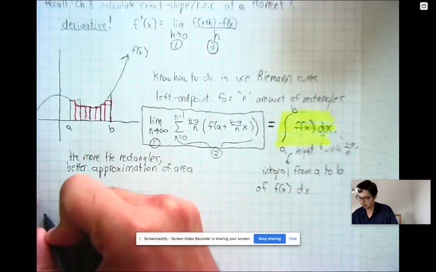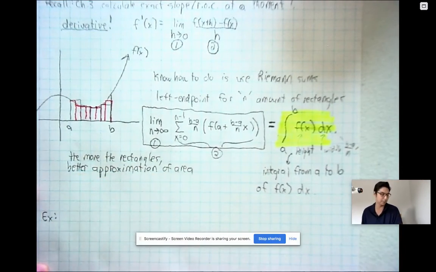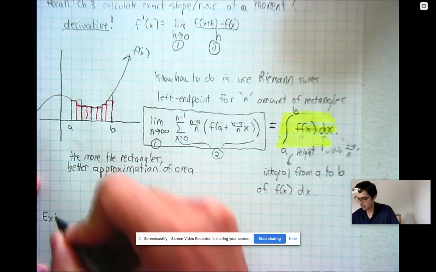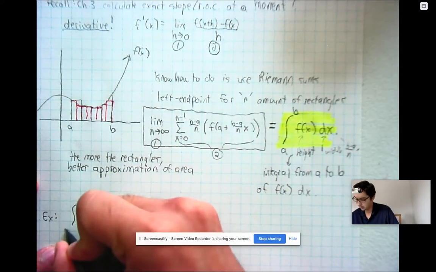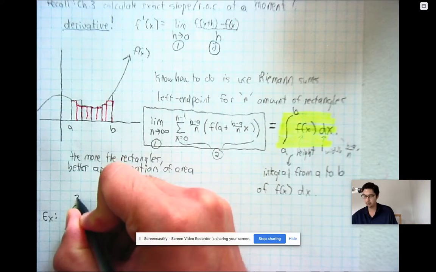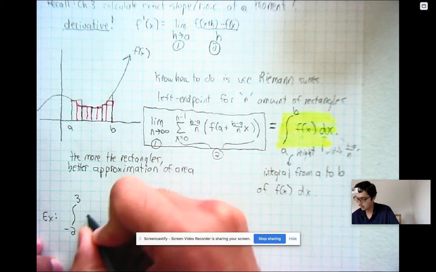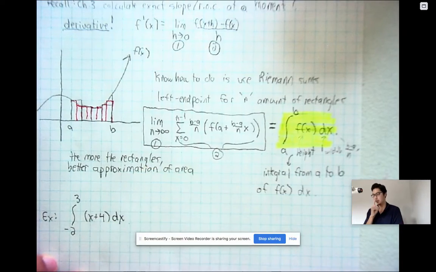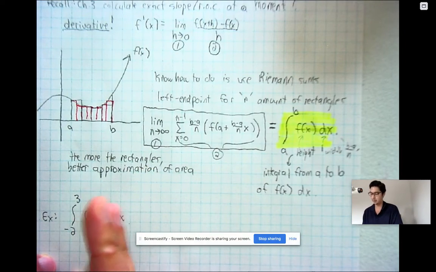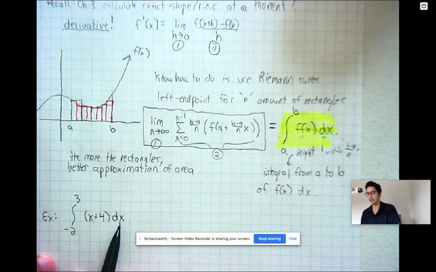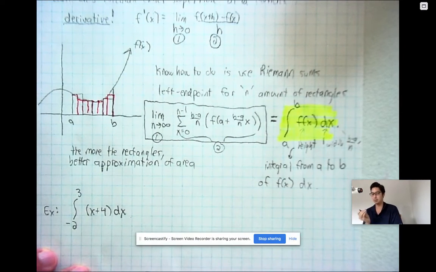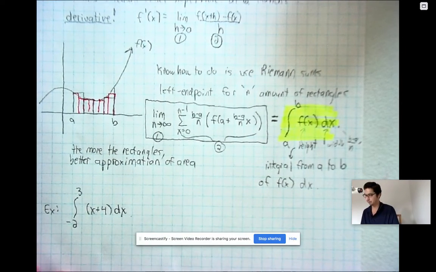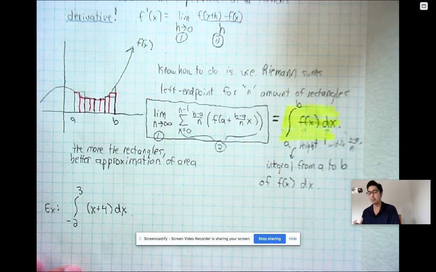So let's do an example, and I'm going to wrap this up to try to keep the video shorter. All right, let's find the integral of -2 to 3 of x plus 4 dx. Okay, so I want to find the area under the curve of x plus 4, and then there'll be width dx that changes in x, which will approach 0. But they won't be 0 because we're taking infinitely many of them.